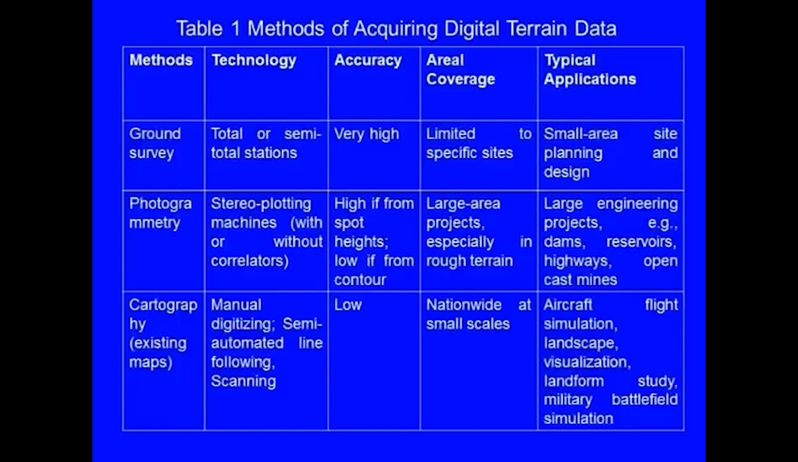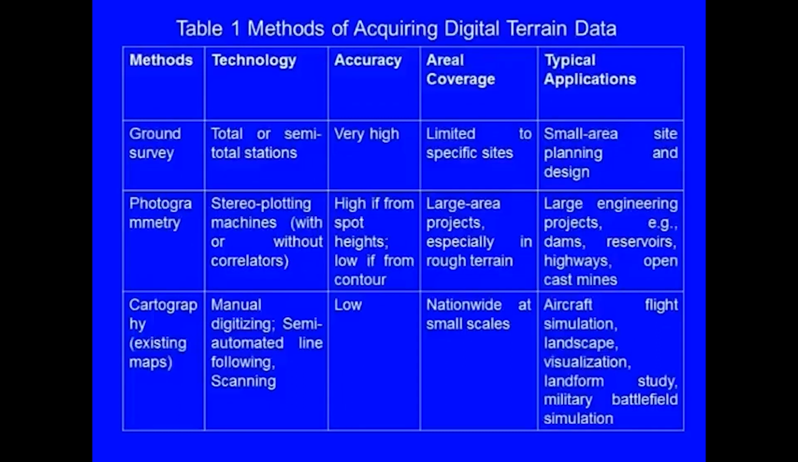The next method is photogrammetry, wherein one may use stereo plotting machines with or without correlators. The accuracy is high if we use spot elevations to prepare the DEM, or it could be low if the contours are being used. This is useful for large area projects, specifically in rough terrain. The typical applications could be large engineering projects such as dams, reservoirs, highways, open cast mines.